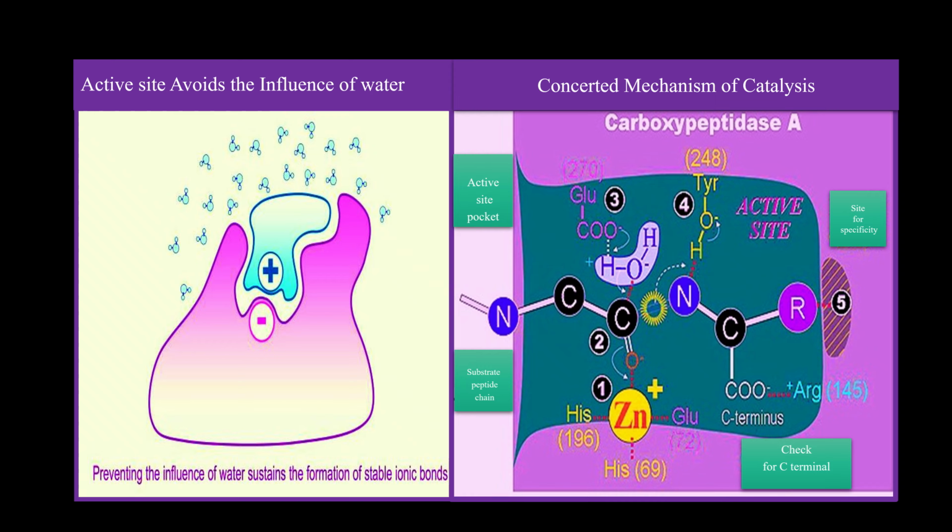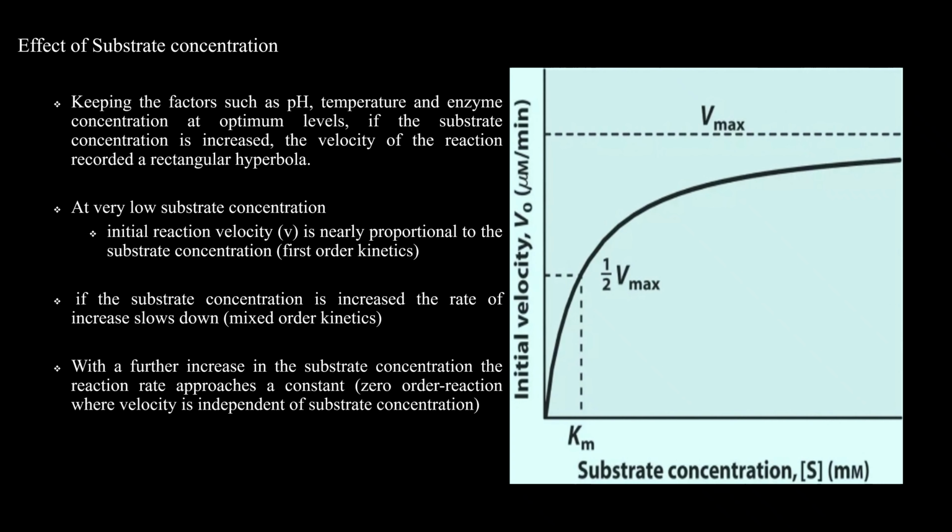Concurrent mechanism of catalysis. In the peptide active site pocket, the substrate peptide can be checked for a C terminal. Factors affecting enzyme activity: the factors affecting enzyme reaction are substrate concentration, enzyme concentration, temperature, pH, and inhibition. Further factors such as cofactors, enzyme oxidation, time, and activators. Substrate concentration is affected while keeping the other factors, pH, temperature, and enzyme concentration, at optimum level.